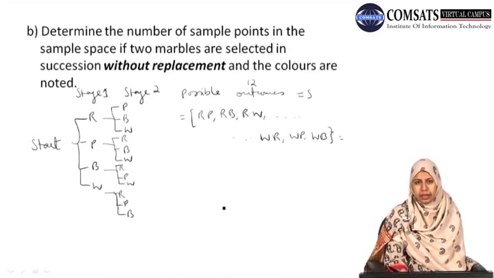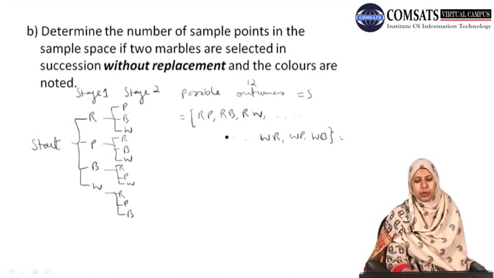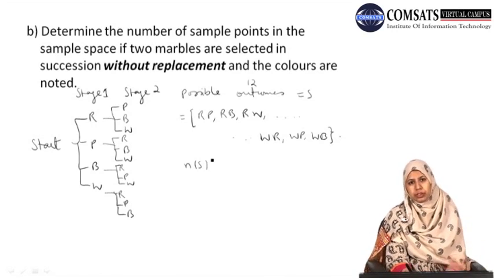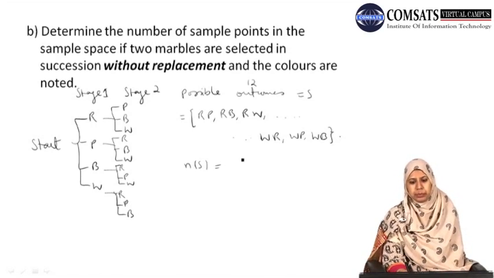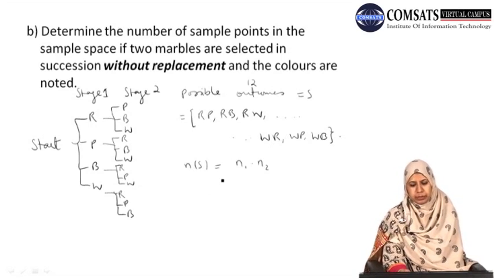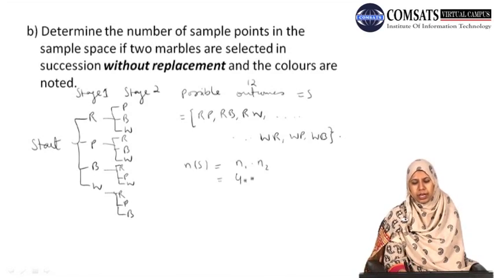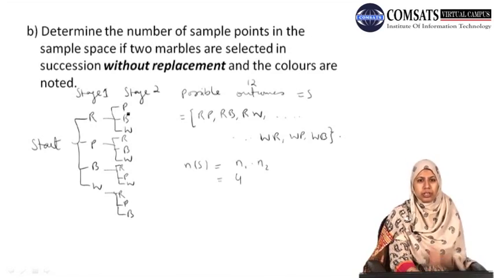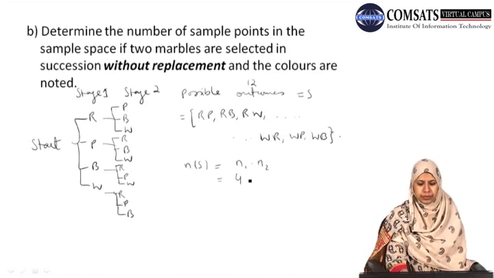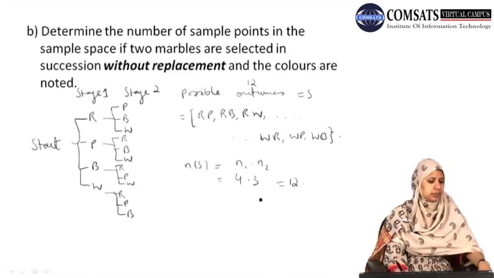And since we cannot draw the tree diagram in every case, so what will be the size of our sample space or the number of sample points? It will be the product of our first stage into the product of our possible outcomes of the second stage. That is, we are using our basic counting principle. At the first stage we have 4 possibilities, but at the second stage we are left with 3 possibilities for each of the color, which means that this sample space will have 12 sample points.